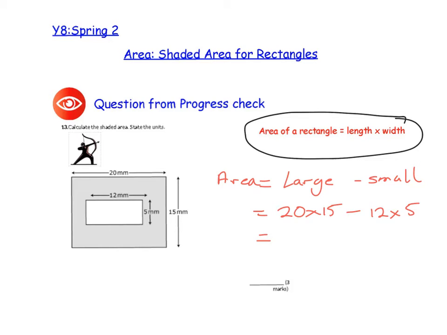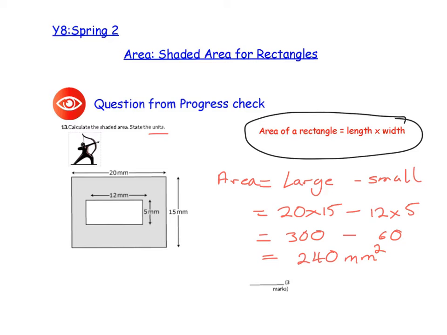20 times 15: 15 times 2 is 30, times by 10 is 300. 12 fives are 60, so if I take that away I will be left with 240. Don't forget the units, it did say state the units. We are dealing with millimeters for our lengths, so our area will be millimeters squared. Must have squared units for area.